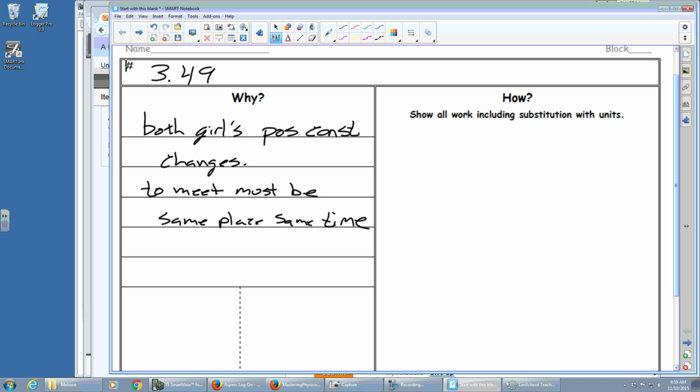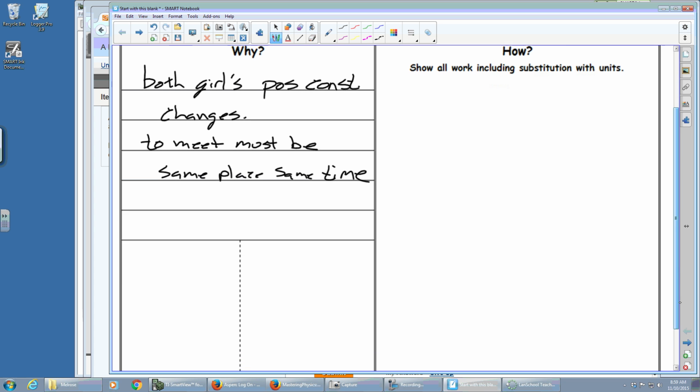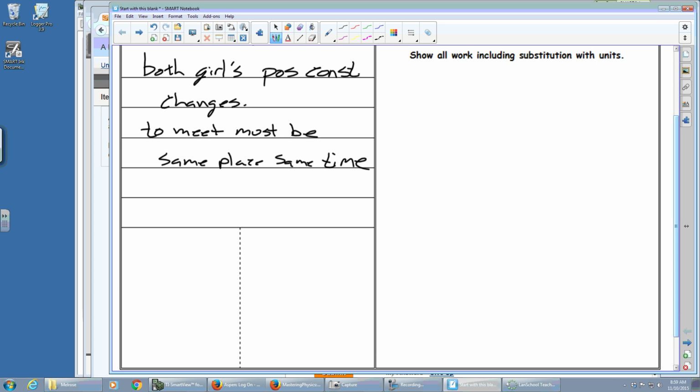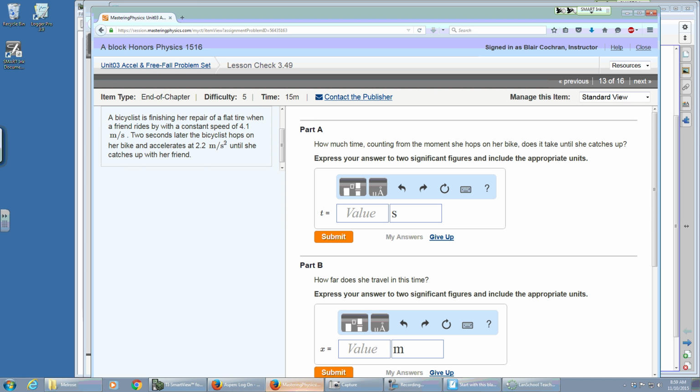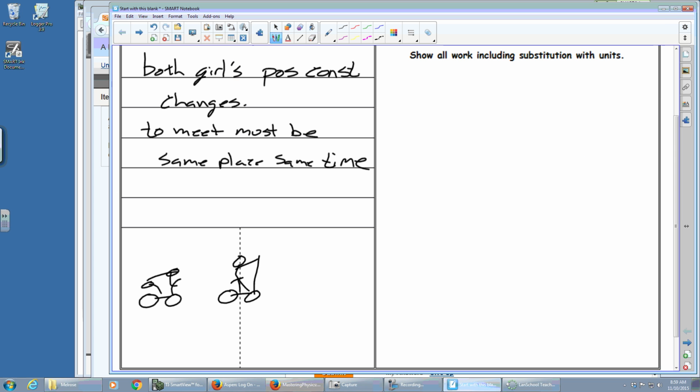I might even draw a little diagram just to remind myself what's going on. Let's see, we had, oh good, bikes. Those are so much fun to draw. And let's see, what do they tell us about these bikes? Friend rides by at a constant speed. So we got her moving this way at 4.1 meters per second. Constant.